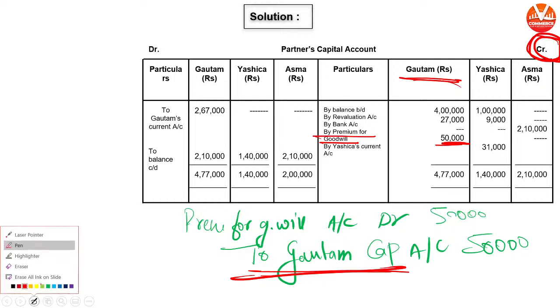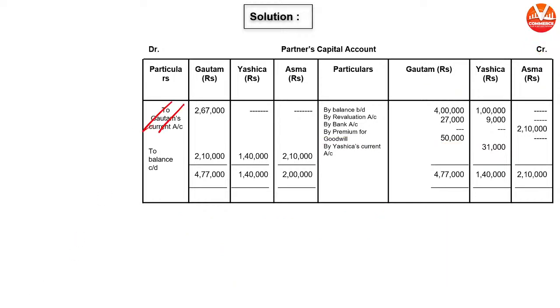Now we have recorded each and every transaction. This has to be ignored because this is adjustment of capital, which is not in your syllabus. So now we will directly find out the closing balances. 4 lakh plus 27,000 plus 50,000, it is 4,77,000, and this will be your closing balance. Then 1 lakh plus 9,000, it will be 1,09,000. And then 2,10,000, it will be 2,10,000.